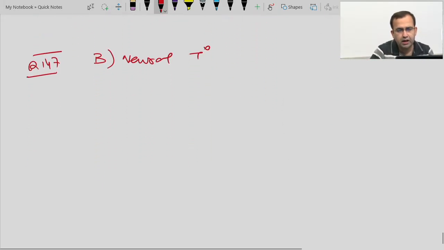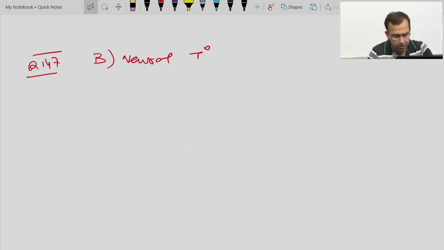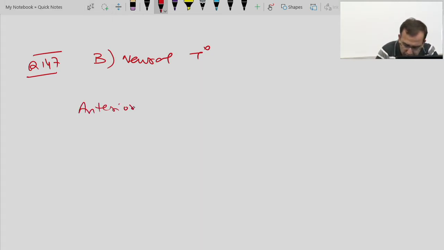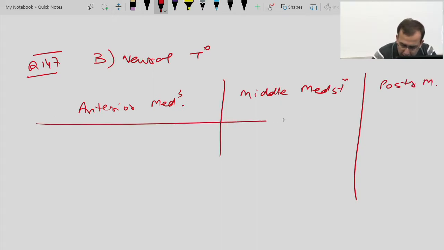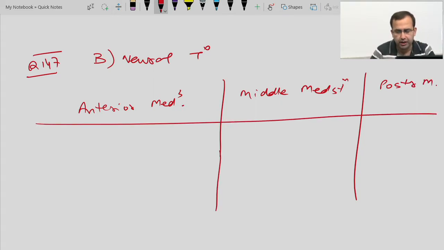So I can divide the mediastinal lesions into those of anterior mediastinum, middle mediastinum and posterior mediastinum. I can divide the lesions into three types.